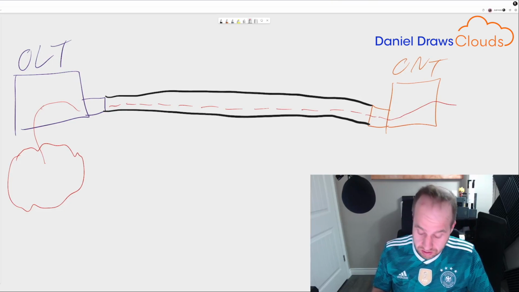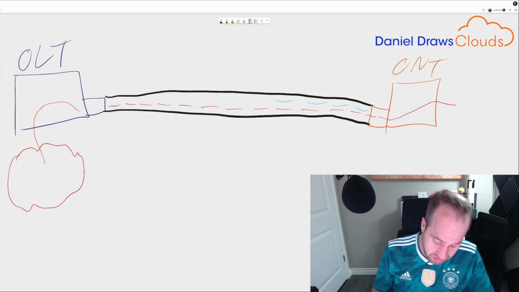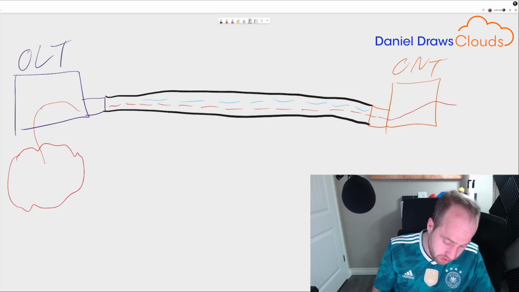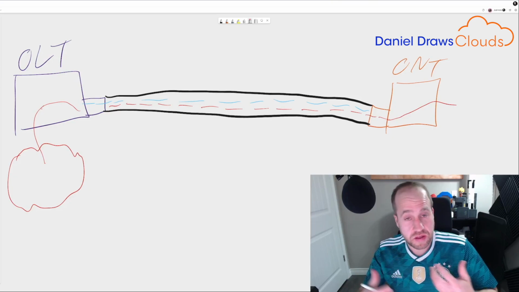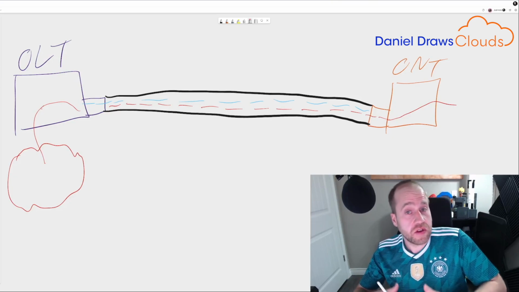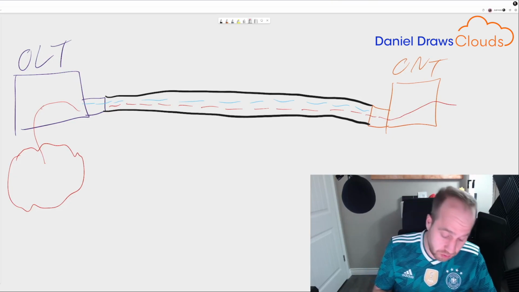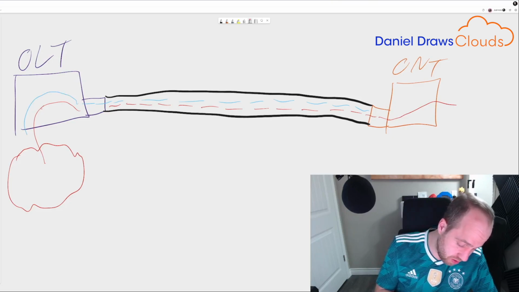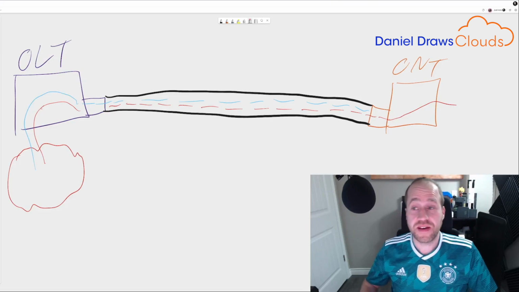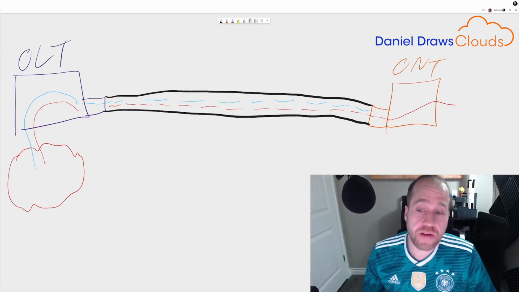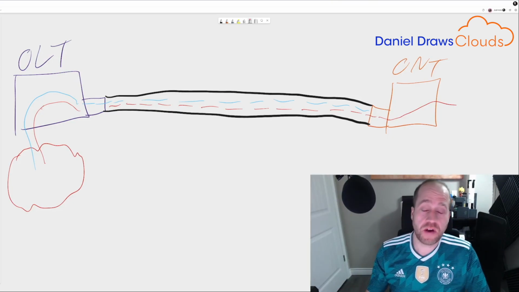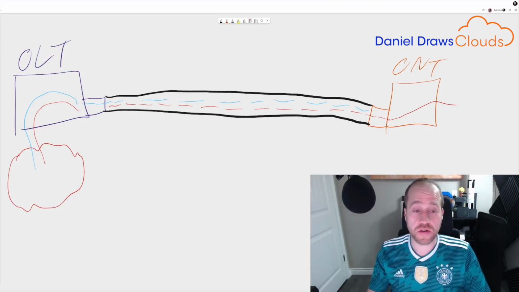So the ONT, using its laser, is going to shoot out bursts of light, ones and zeros, kind of like Morse code. They're going to be received by the OLT. It's going to take those signals and turn them into data. It's going to interpret them and send that data back to the internet. And that, at a very high level, is how fiber optic communication works.